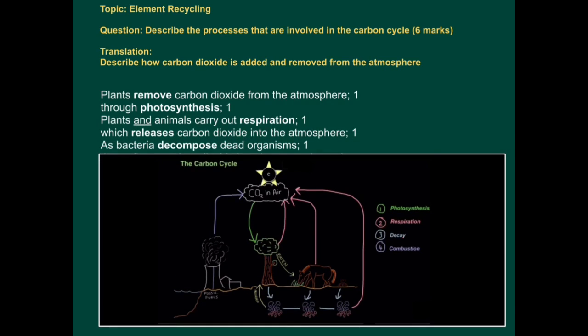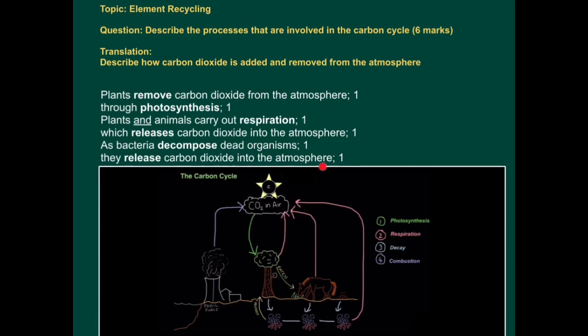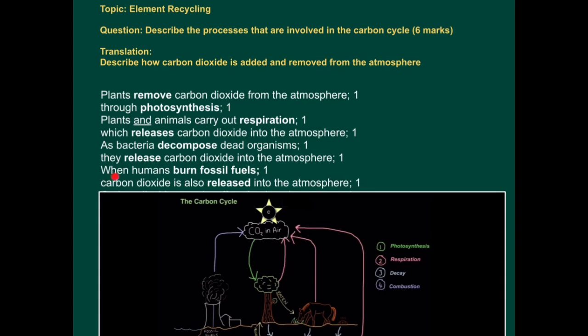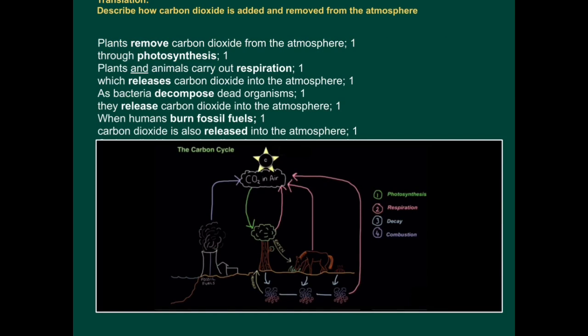Now let's look at the process of decay. As bacteria decompose dead organisms, as they break them down, so you can see here, they release carbon dioxide into the atmosphere, also through the process of respiration. Also, when humans burn fossil fuels, carbon dioxide is also released into the atmosphere. So you can see over here, we're burning fossil fuels and carbon dioxide is back into the atmosphere.